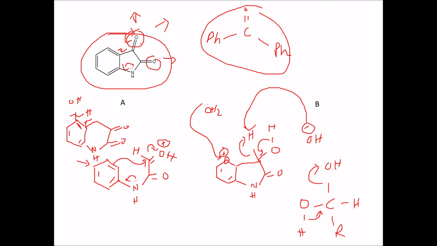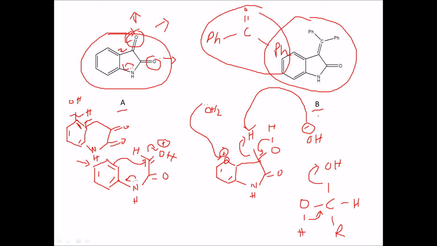So that is why this will be the major product, and B will be this particular product, where the McMurry coupling is taking place on this particular carbonyl that I have shown. So this is the correct option for A, and this is the correct option for B, right?